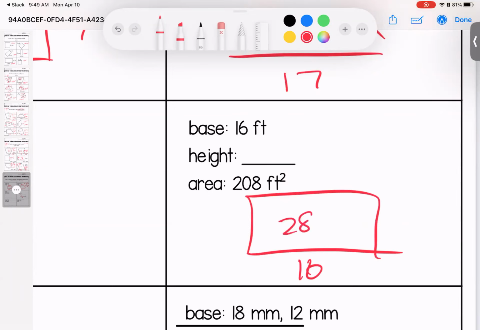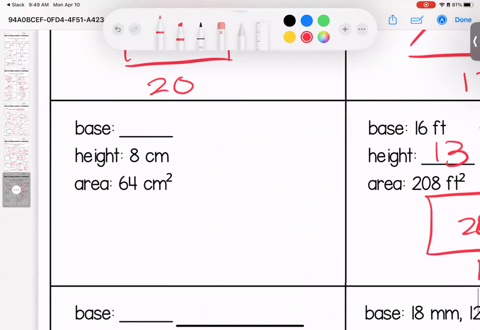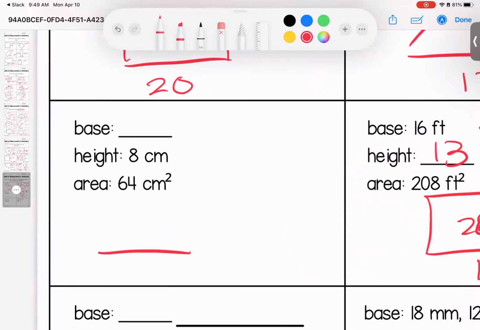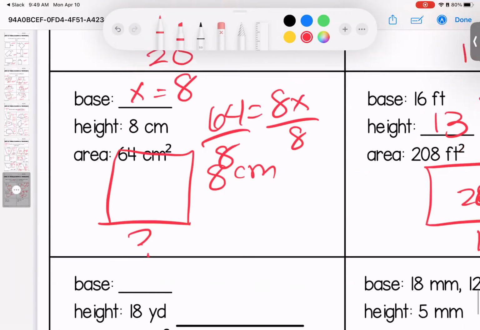Okay? Down here, base of 16, area of 208. I have base times height, so 208 is equal to 16 times h. Divide both sides by 16. I end up with a height of 13. Over here, I have an unknown base, but I have a height of 8. This is unknown. So 64 is equal to 8x. Divide both sides by 8. I get a base of 8.